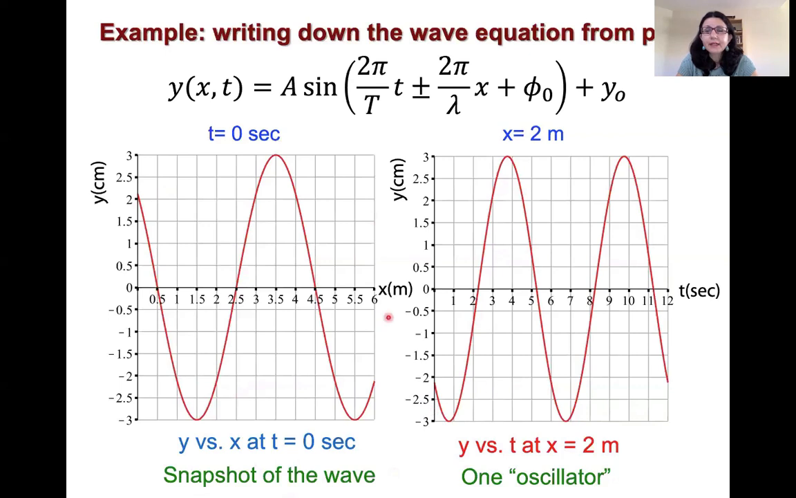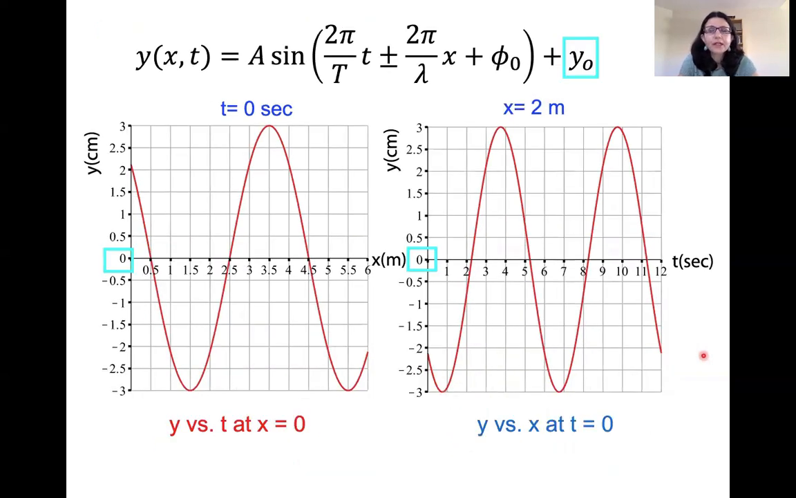Now this plot here is a plot for a specific position in the wave or in our medium. You can imagine that we're looking at one specific oscillator, which happens to be at x equals 2 meters, and trying to see how that oscillator oscillates as a function of time. So again, this is a snapshot picture, and this is a time dependence of one specific oscillator. All right, so what we're going to do now is step by step look at all these features of the graph to try to figure out all the things that are constant.